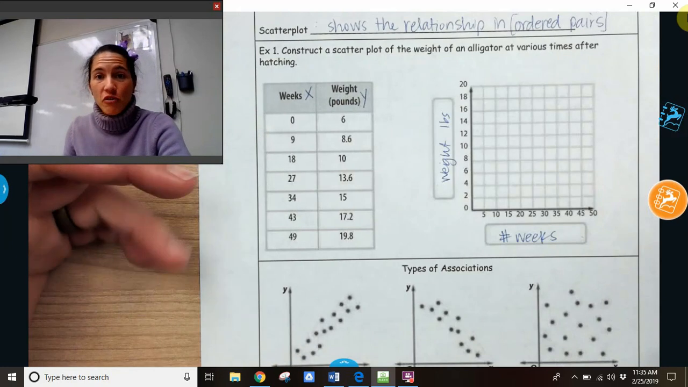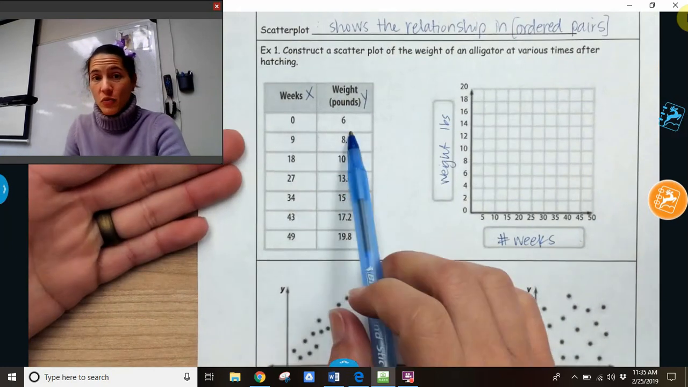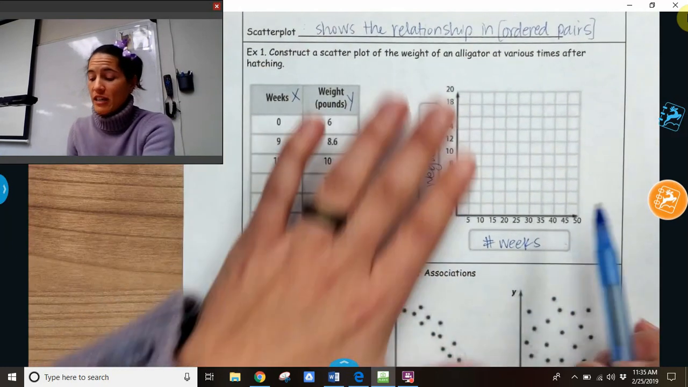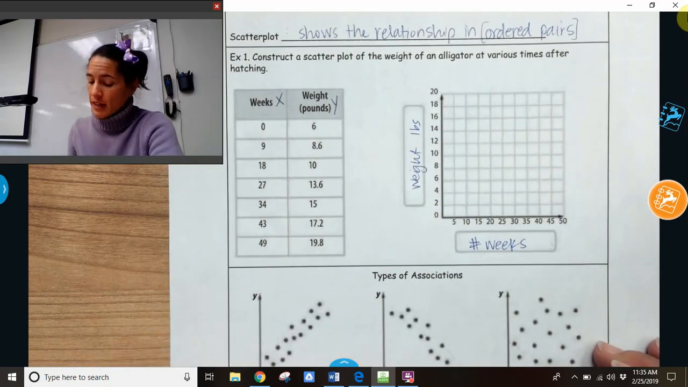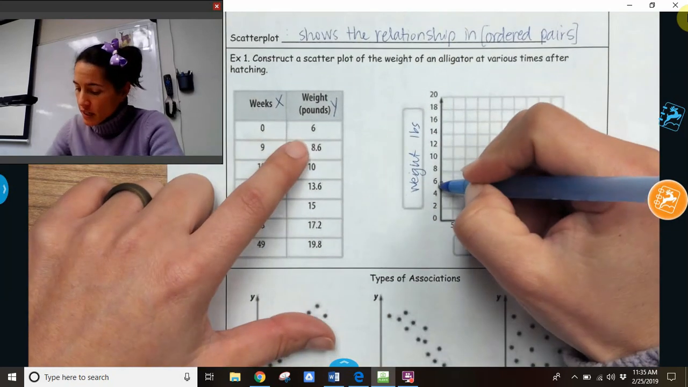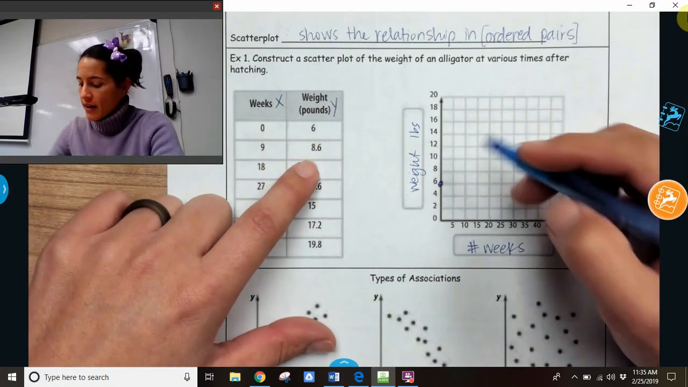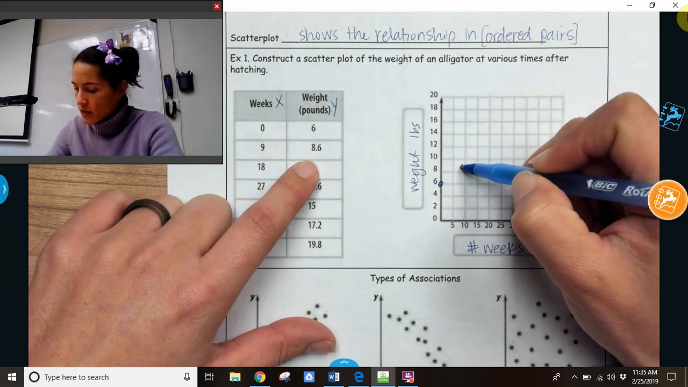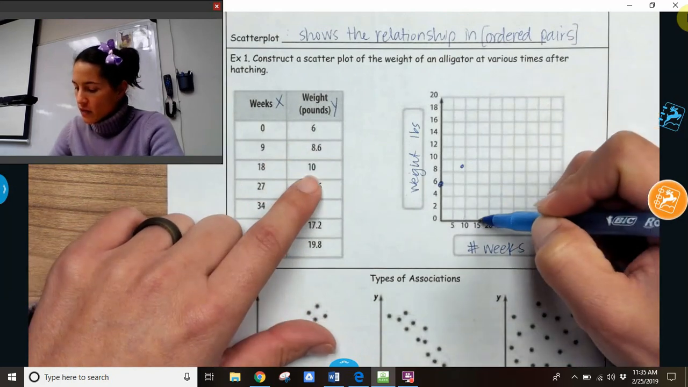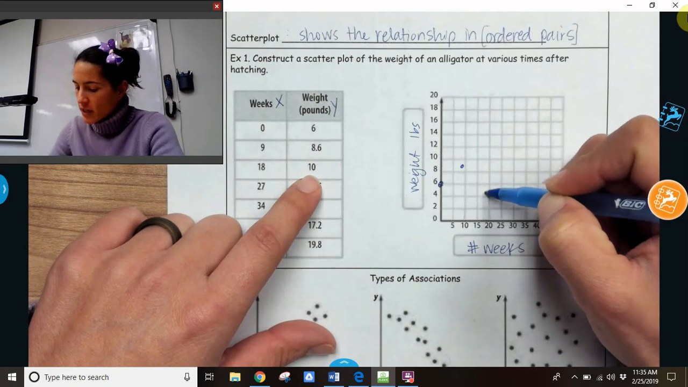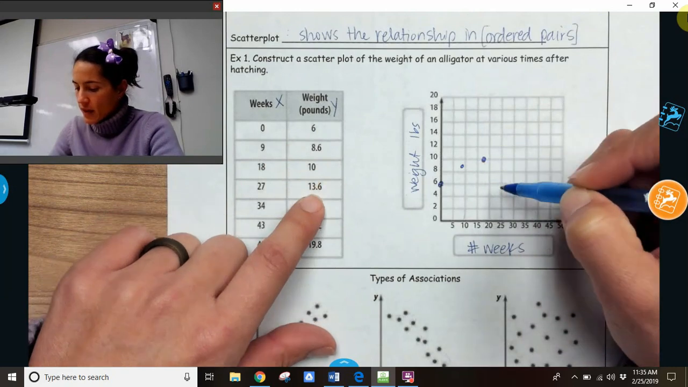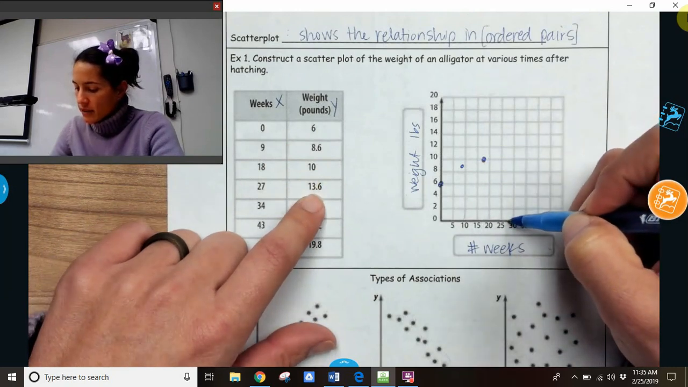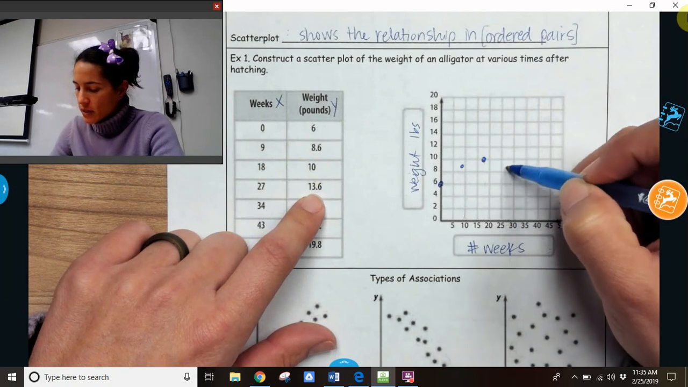So to construct a scatter plot, you are just going to graph these ordered pairs as best you can. And I've already given you your coordinate plane. So 0, 6, 9, 8.6, and so 18, 10, 27, 13.6.